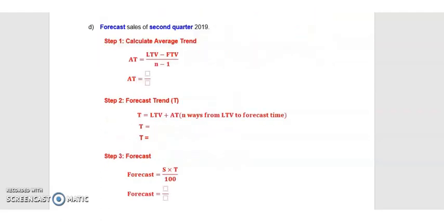Now let's move to the last question. Our objective in time series is to do forecast or prediction. Forecast sales of second quarter in 2019. As in simple moving average, in order to forecast, you need to follow these 3 steps. Calculate the average trend first. The average trend is the last trend value minus first trend value, divided by n minus 1. Recall n here refers to number of trend values.